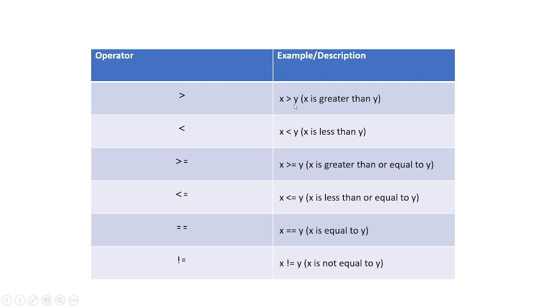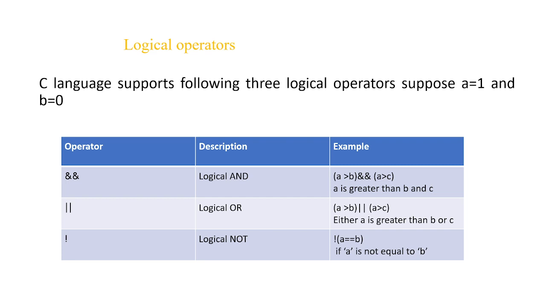So x greater than y, x less than y, x greater than or equal to y, that means it should be greater than or equal to y. x less than or equal to y, it should be less than or equal to y. And double equals is meant to check the equality between x and y. The negation symbol, that is the exclamation symbol, followed by equals, is used to check the not equal to value. Now let us move to the logical operators.